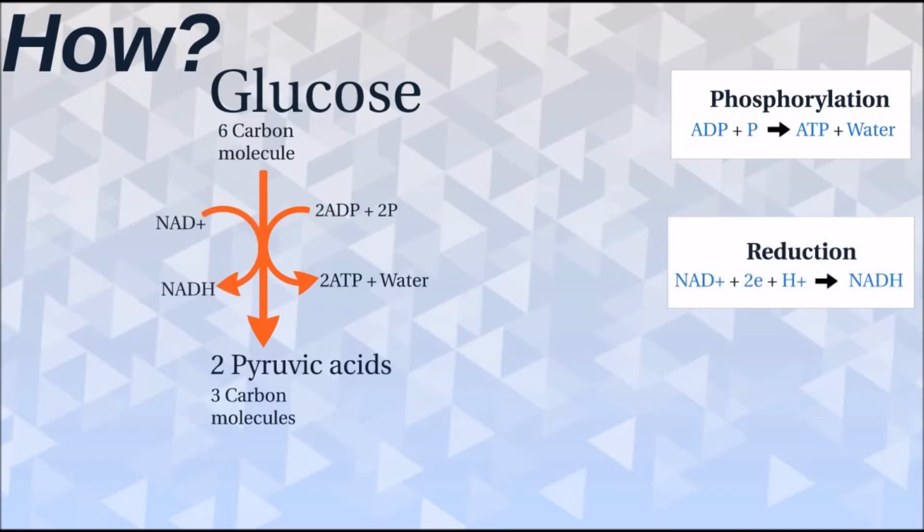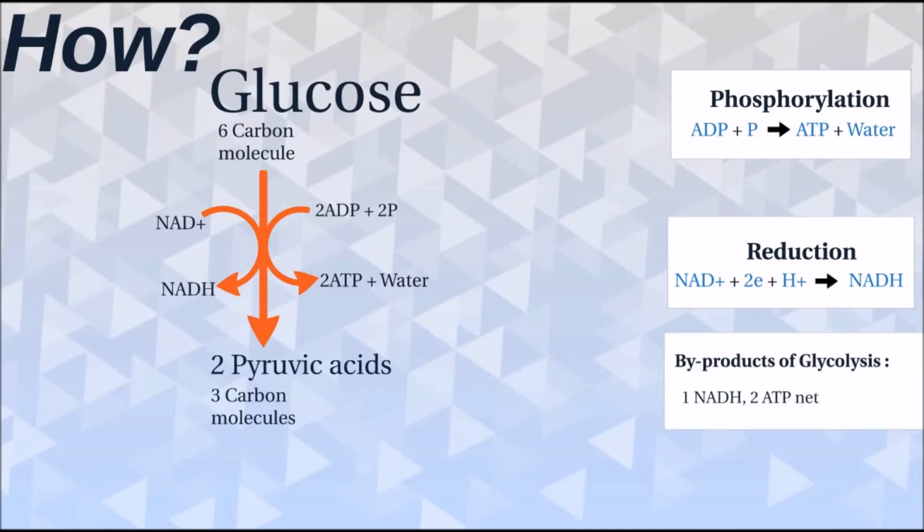You also have reduction going on in glycolysis, which is where NAD+ uses 2 electrons and a H+ from the glucose to make NADH. So the 2 electrons and a proton come from the structure of glucose. They get broken apart and join up with NAD+ and make NADH. And that's what makes 2 pyruvic acids. And the byproducts of glycolysis are 1 NADH, so there's 1 NADH there, and 2 ATP net. So there's 2 ATP produced each time you make 2 pyruvic acids.